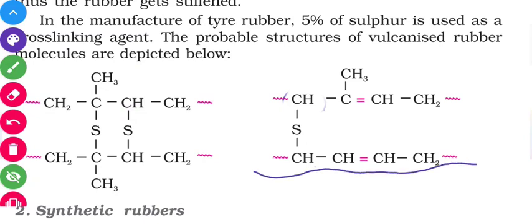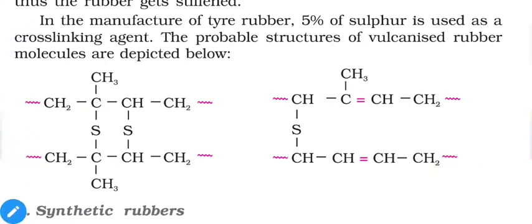Okay, so this is the vulcanization process, and with the help of this type of vulcanization we can increase the strength and the resistance of rubber towards oxidation. So in the manufacturing of tires, 5% of sulfur is used as a cross linking agent.